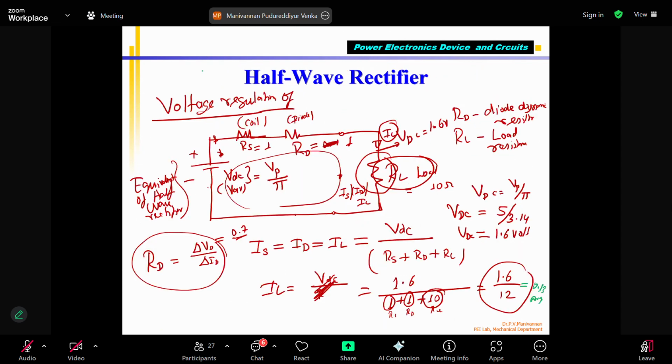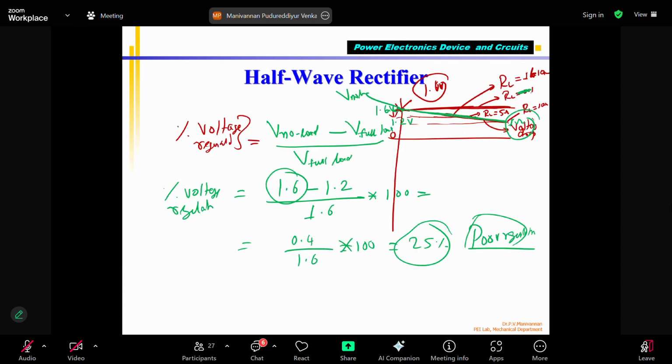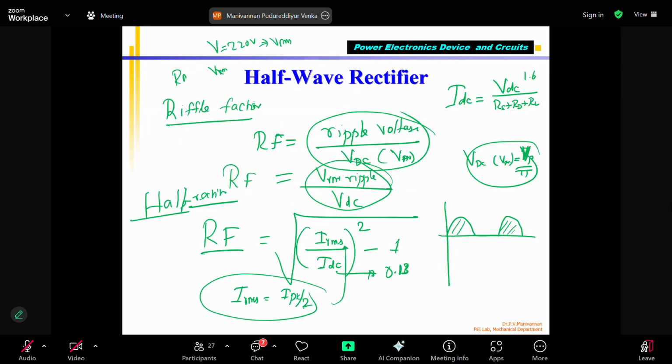How will you calculate RMS voltage for this? RMS voltage equal to V peak divided by root 2. You can find out. Okay. So similarly, if I know I peak, for example 1 amp, I can find out IRMS equal to I peak divided by root 2. Here you can use that formula.